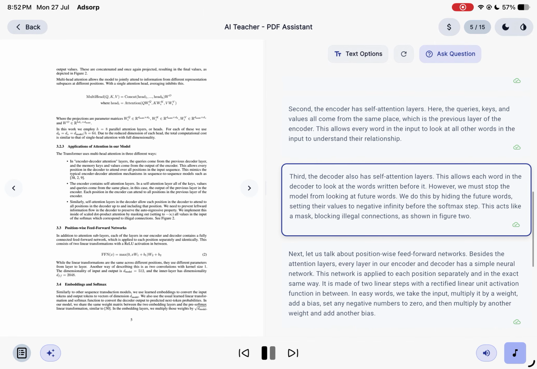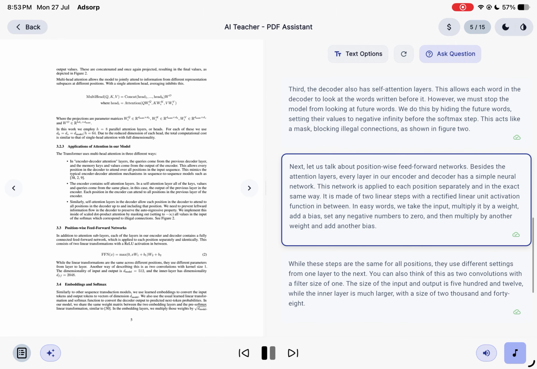Third, the decoder also has self-attention layers. This allows each word in the decoder to look at the words written before it. However, we must stop the model from looking at future words. We do this by hiding the future words, setting their values to -infinity before the softmax step. This acts like a mask, blocking illegal connections, as shown in Figure 2.